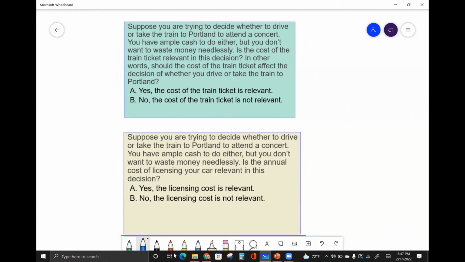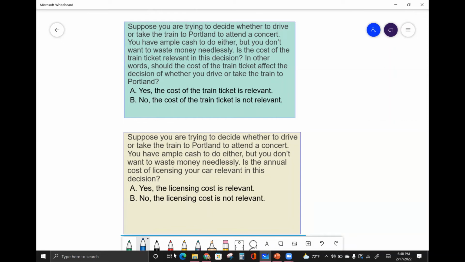All right, suppose you're trying to decide whether to drive or take the train to Portland to attend a concert. Don't go to Portland right now, it's not good. You have ample cash to do either, but you don't want to waste money needlessly. Is the cost of the train ticket relevant in this decision? In other words, should the cost of the train ticket affect the decision of whether you drive or take the train to Portland? So what do you think?